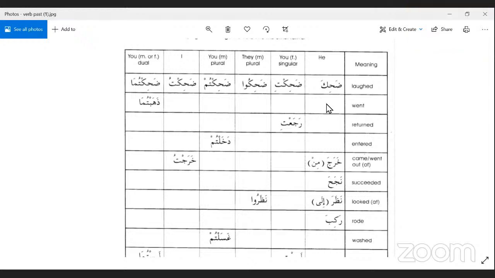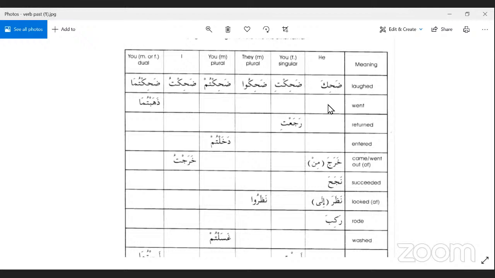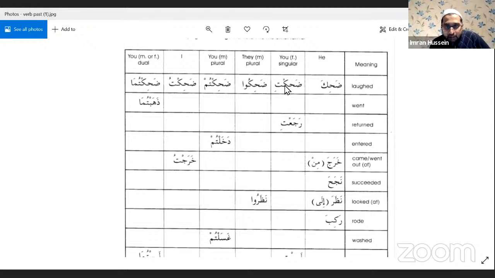Okay, I'll give you the verb here. He went will be dhahaba. Okay, so dhahaba is he went. Correct. You female would be dhahabti. So what happens? Dhahabti. Look at the sequence, how it's coming at the bottom, above.